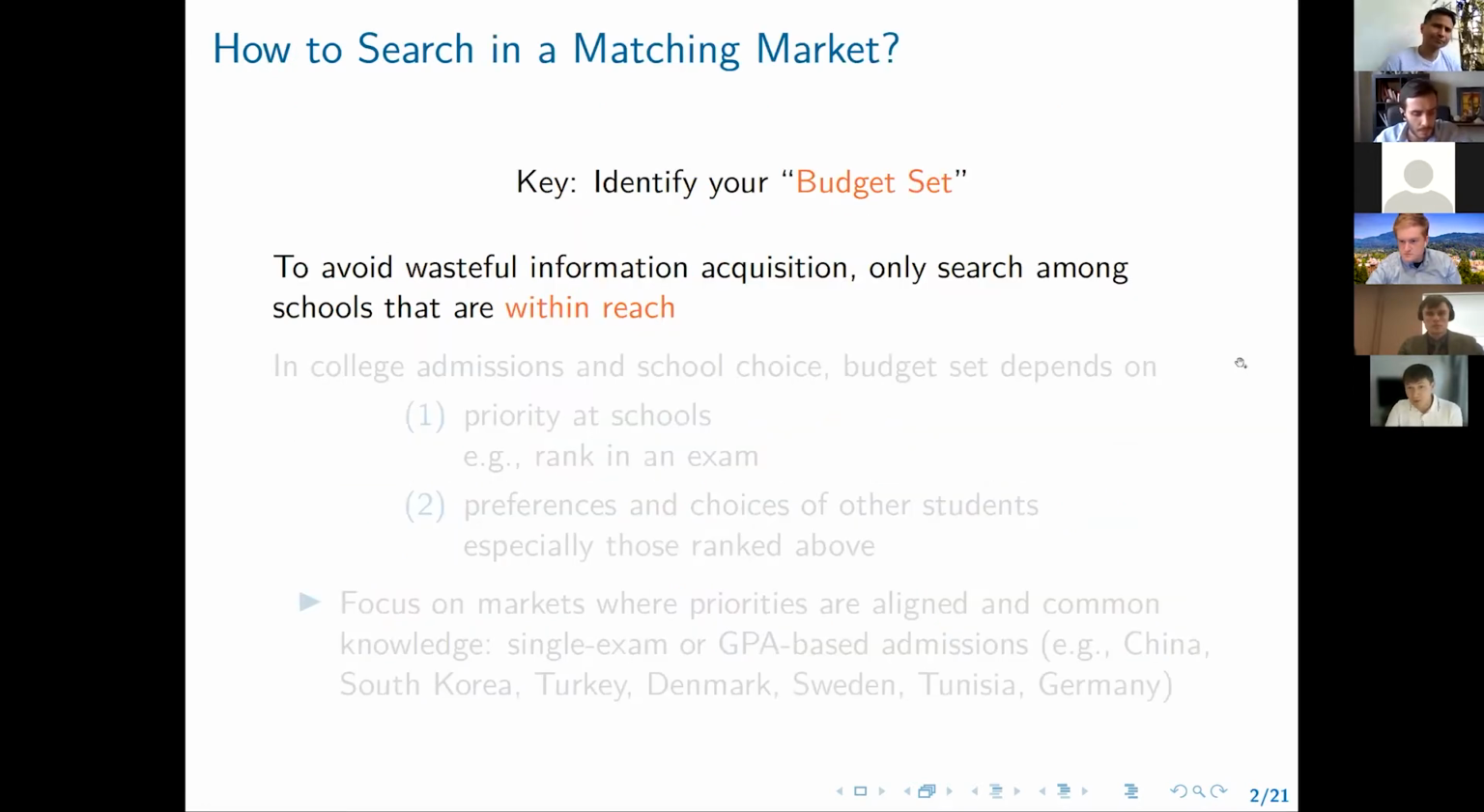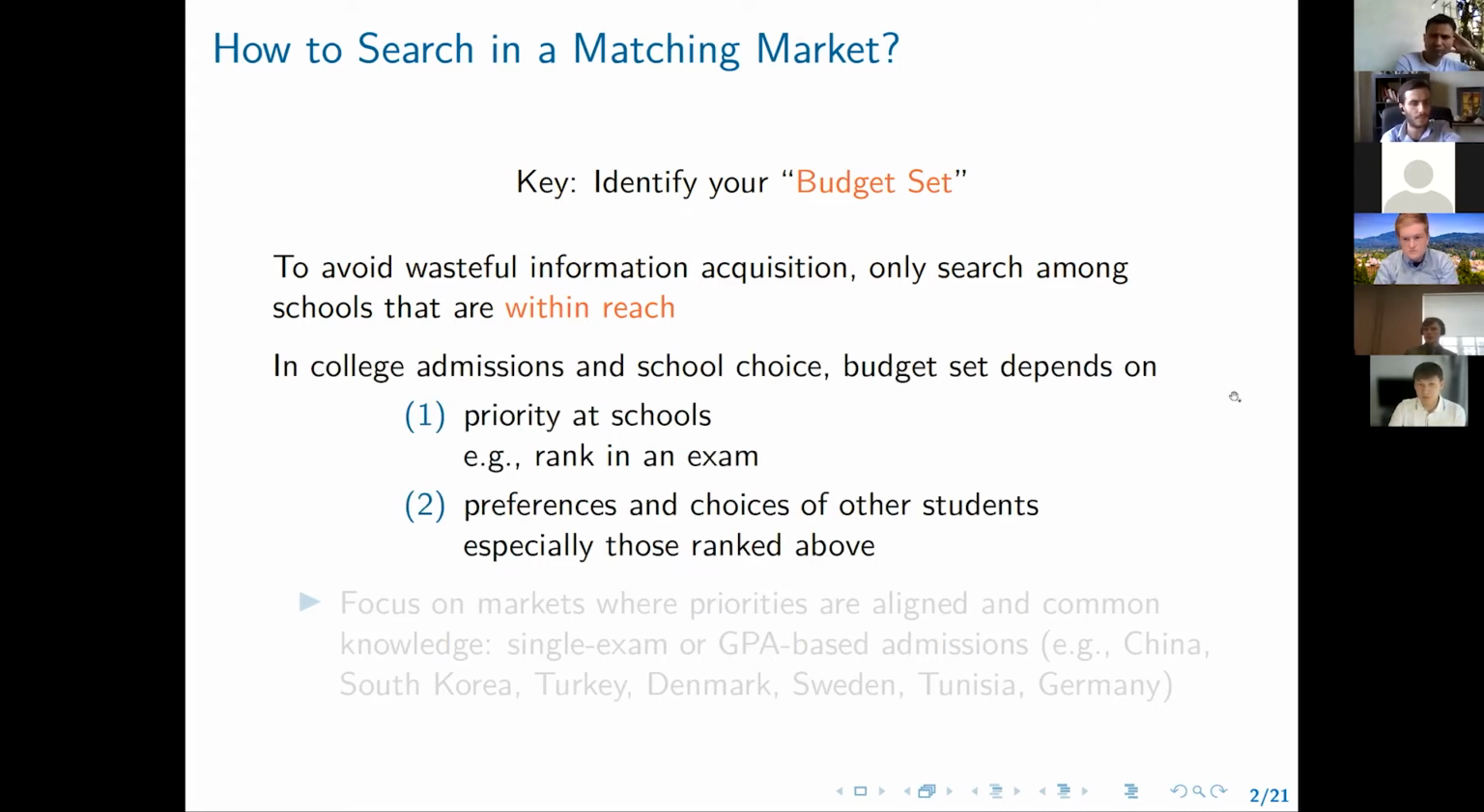Why would mechanism matter for this? Because ideally, we don't want to spend time searching and acquiring information about universities which are outside of so-called our budget set. And budget set is just universities which are within reach. So those who would actually accept us, or realistically accept us, if we apply there. And of course, mechanism determines which universities are within reach, and this depends on priorities, or how universities rank students, but also on preferences of other students, especially the ones who are better than we are.